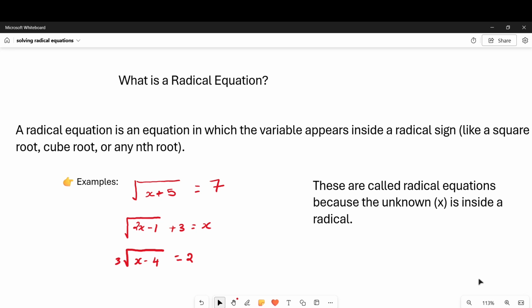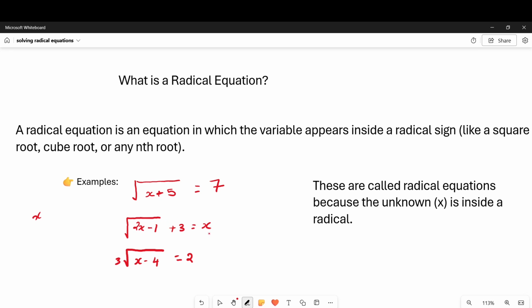As we discussed in the previous video, a radical equation is an equation in which the variable appears inside a radical sign, like a square root, cube root, or any root. See the examples here. Square root of x plus 5 is equal to 7. So the variable x is inside the square root symbol. That is a radical equation. The next one is square root of 2x minus 1, plus 3, is equal to x.